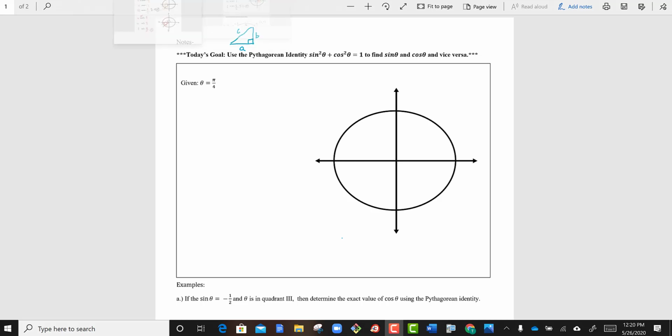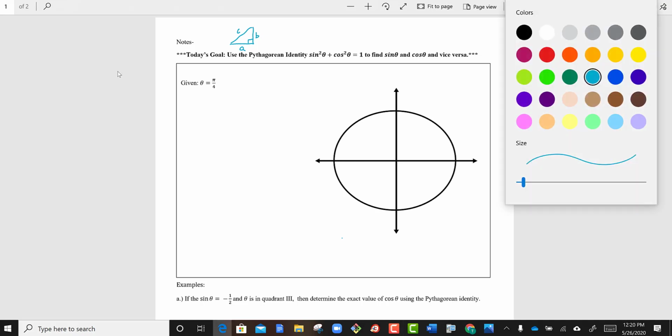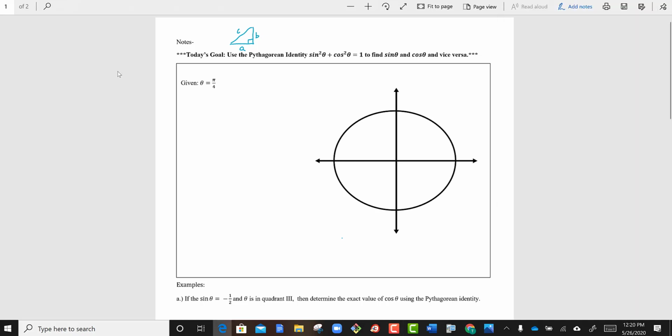All right, so in this video, our goal is to use the Pythagorean identity, which is sine squared theta plus cosine squared of theta equals 1. And we're going to use that to find the sine of theta and the cosine of theta.